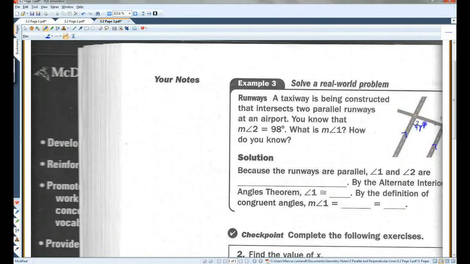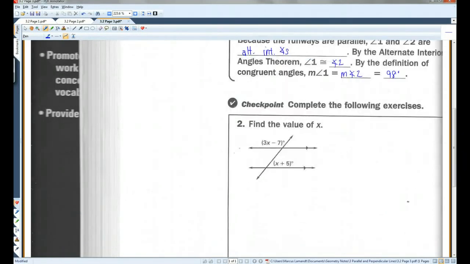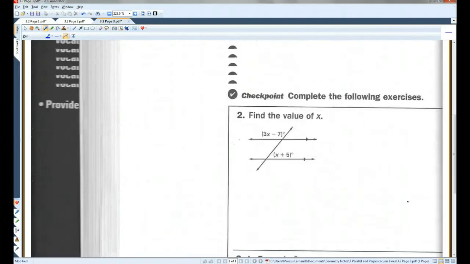Now, hopefully you guys can see that these two angles are alternate interior angles. They're alternate because they're on opposite sides of the transversal, and they're in between the parallel lines. Okay? So because the runways are parallel, angle 1 and 2 are alternate interior angles. By the alternate interior angles theorem, angle 1 is congruent to angle 2. By the definition of congruent angles, measure of angle 1 equals the measure of angle 2, which is 98 degrees. Alright, I'll let you guys do the last 2 checkpoint problems, and that's all for today.